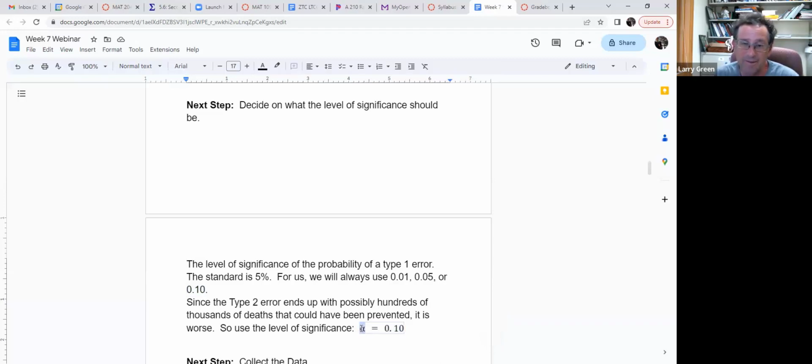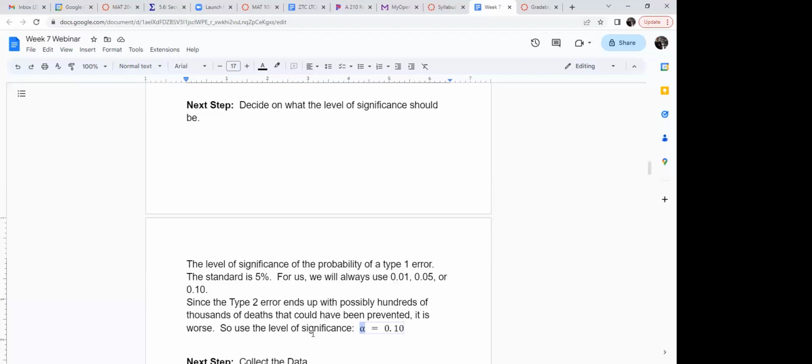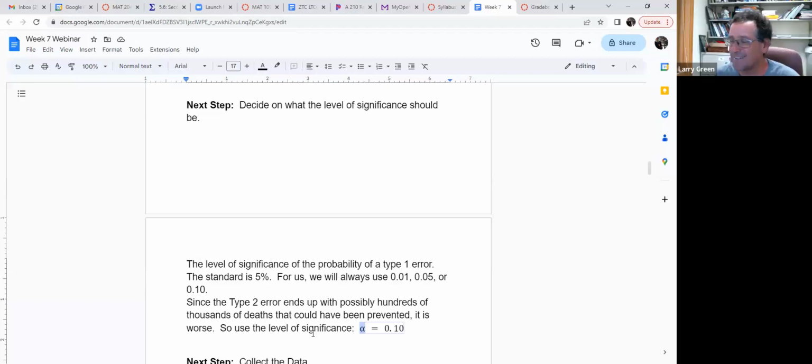And by the way, anyone know how to read this letter right here that I just highlighted? It's a Greek letter. Yeah, it's the first letter of the Greek alphabet, which is alpha.